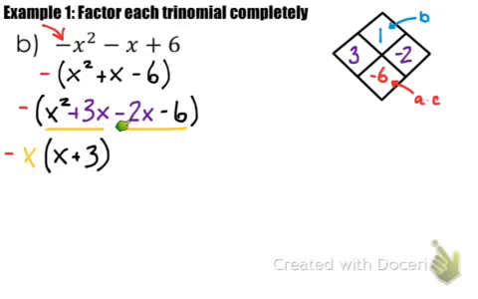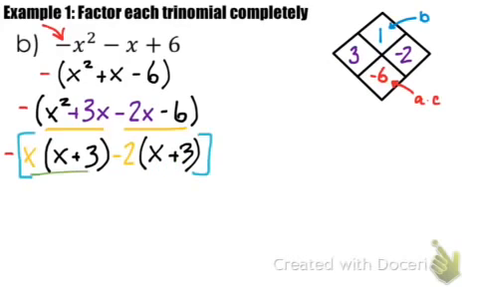Second group, -2x minus 6. It looks like I can factor out a 2, but since our leading term is negative, I'm also going to factor out the negative along with it. So my GCF between -2x and -6 is -2, and I'm left with x plus 3. Then finally I have two more groups. I look at both groups simultaneously, and they both have an x plus 3 in common. So when I factor out the x plus 3, I'm left with x minus 2.